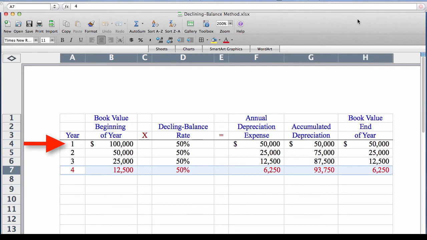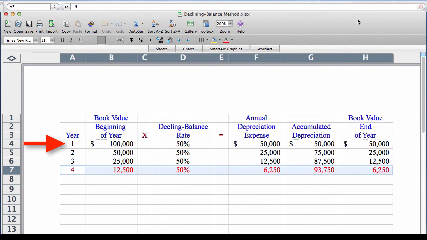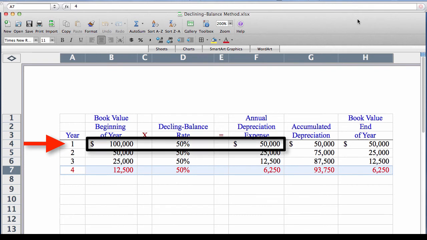Remember, under the declining balance method, we ignore salvage value in our annual depreciation calculation. This is ignored until the last year of the asset's life. In calculating depreciation for the first year, the cost is multiplied by the declining balance rate. This results in an annual depreciation expense of $50,000 for year one.